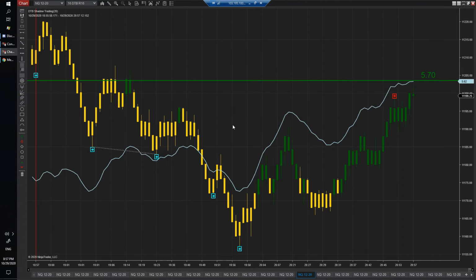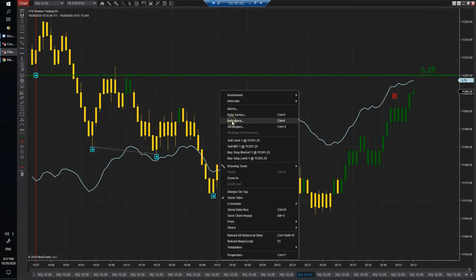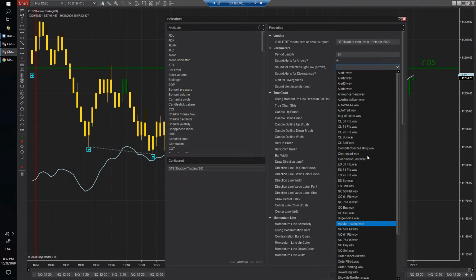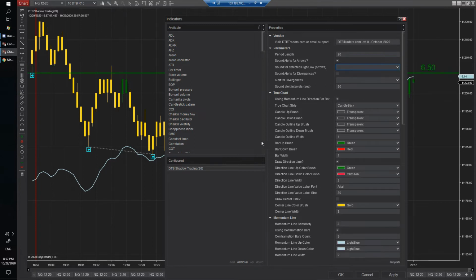Now, the coloring of these bars can be modified in the indicator itself. So there are various settings in this indicator, as well as audible alerts. So you can select alerts for the arrows. So if you select the checkbox to alert you on arrows, you can go and select an audible alert that will give you an alert when those arrows form. And it's the same with these divergences.